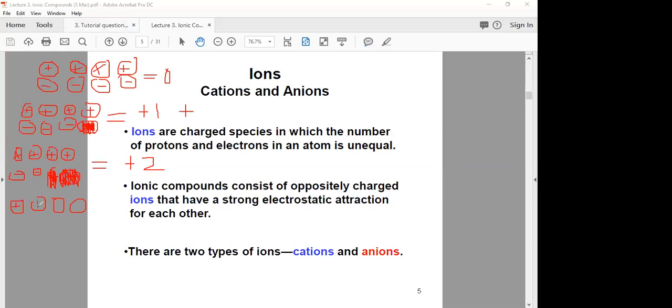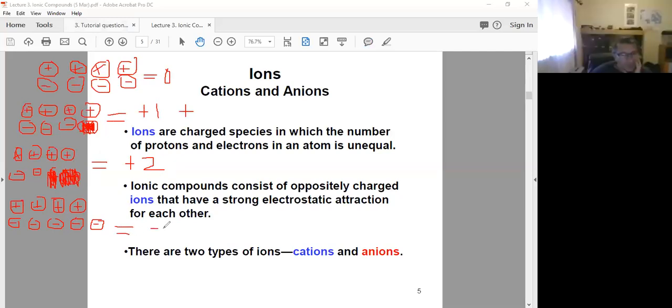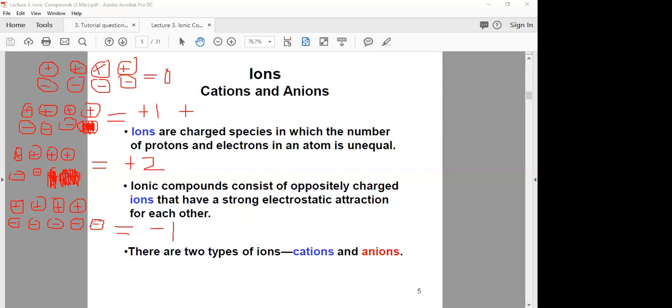And now we'll go the other way. Instead of losing electrons, we're going to gain an electron. So if this particular atom has gained an additional electron, what would the charge be? -1, correct, because we now have this negatively charged electron that's not balanced by a proton. So the overall charge on this atom is -1.